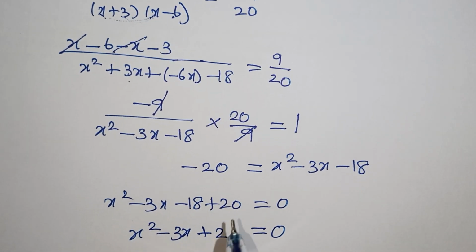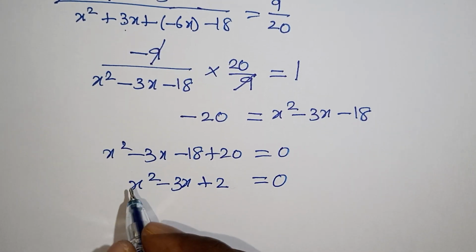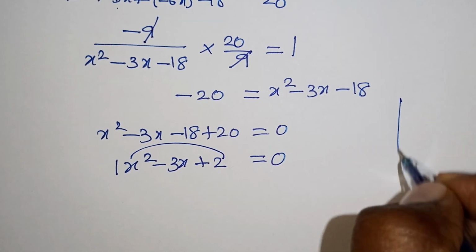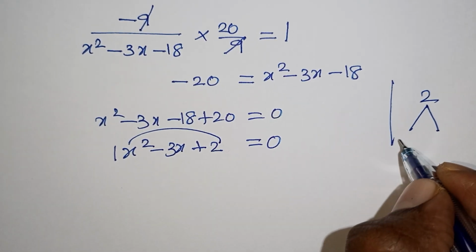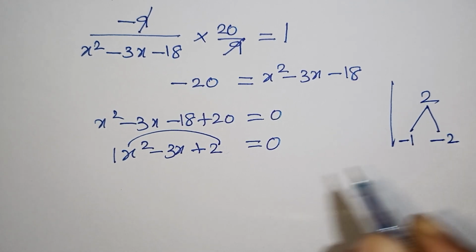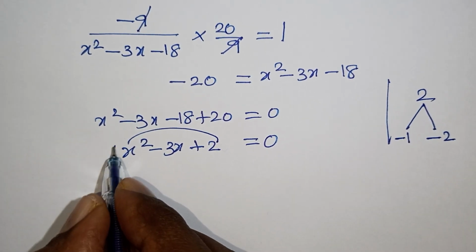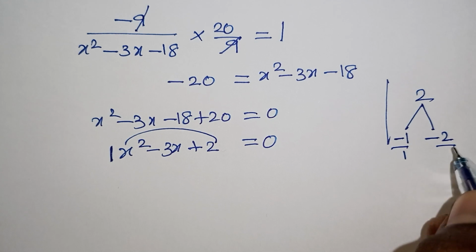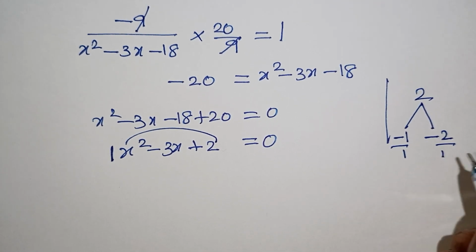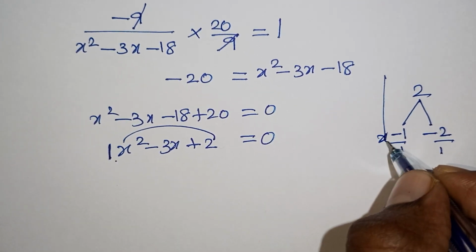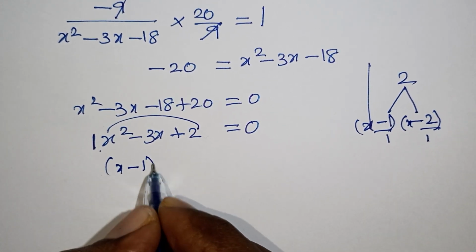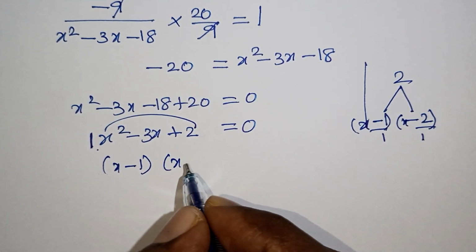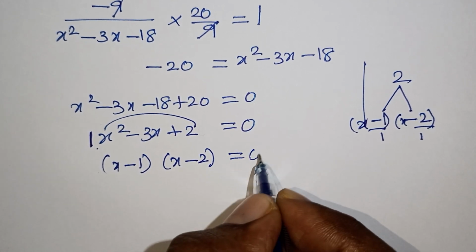Now we have to go for the factorization. 1 into 2: the multiplication should be 2 and the addition value should be minus 3. So minus 1 into minus 2 will give you minus 3. Since the first number is 1, if you divide by it, no difference will happen, so let's take the variable as it is. So x minus 1 and x minus 2. You can use the shortcut to finalize the value. x minus 1 and x minus 2 will be the final one.